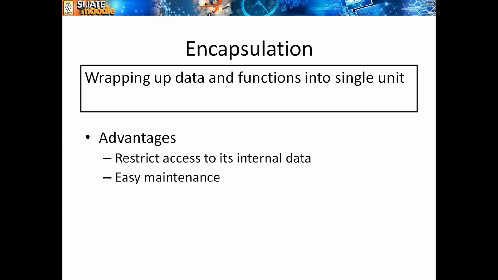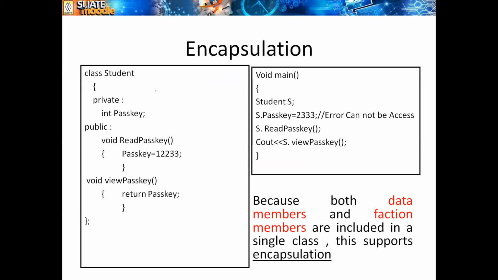Advantages: restrict access, you can restrict access to the internal data, and easy maintenance. Encapsulation is hiding the details of the implementation of an object. You can see this is the Student class. Under private, define one variable, the password key. Then under public, create two methods.